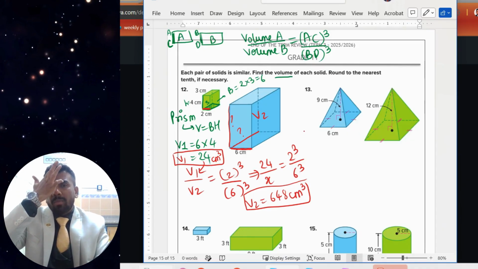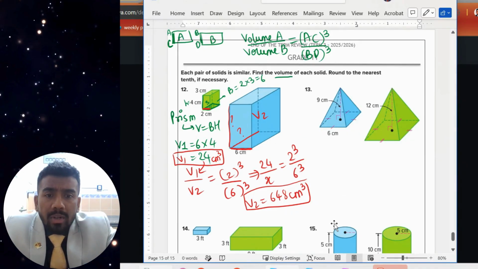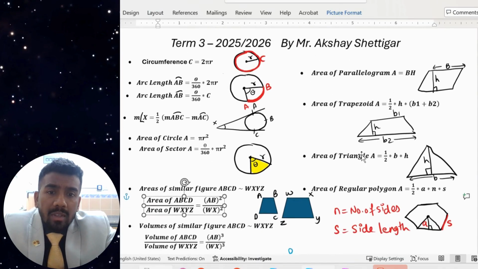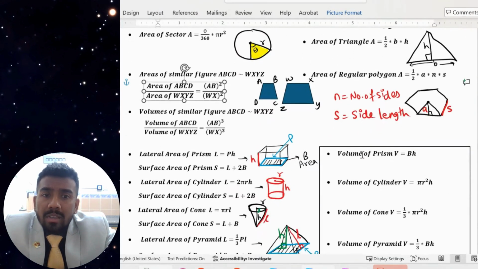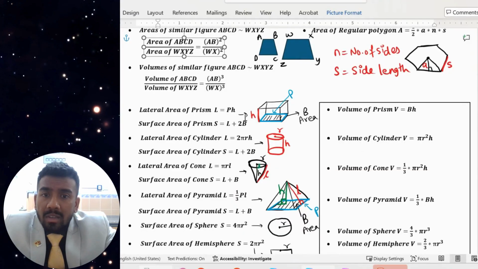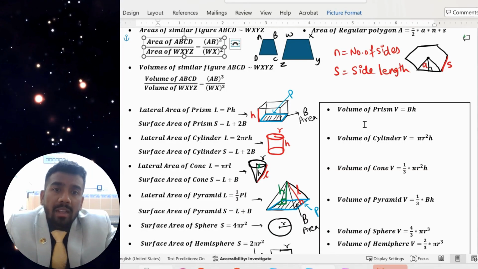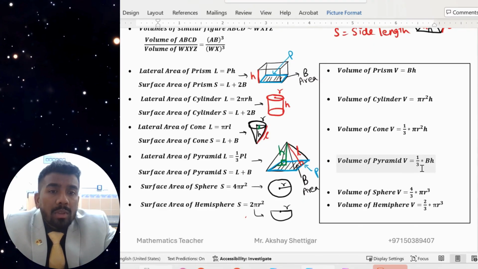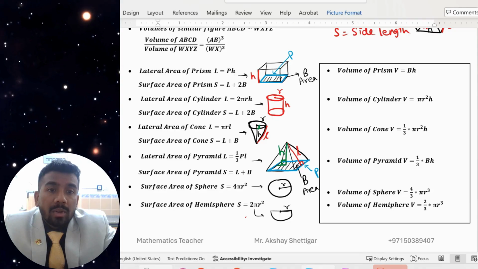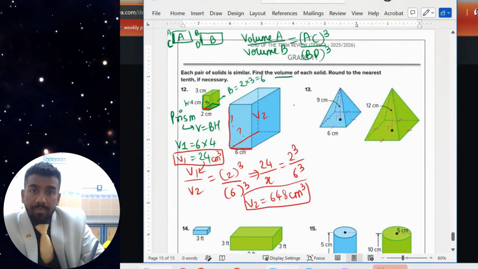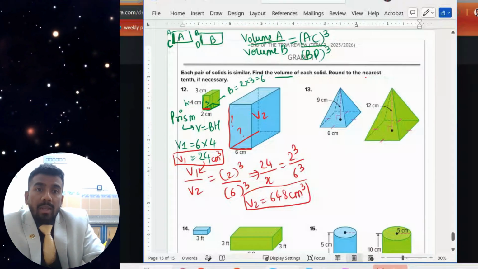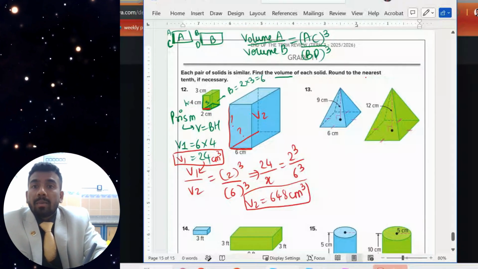Now what's the volume for a pyramid? If you don't know, I'll share this formula sheet as well. You can see my screen. I've made a formula sheet for you guys which gives everything, the lateral area, and here we have the volume of pyramid. Now what's the volume of pyramid? 1 over 3 bh.